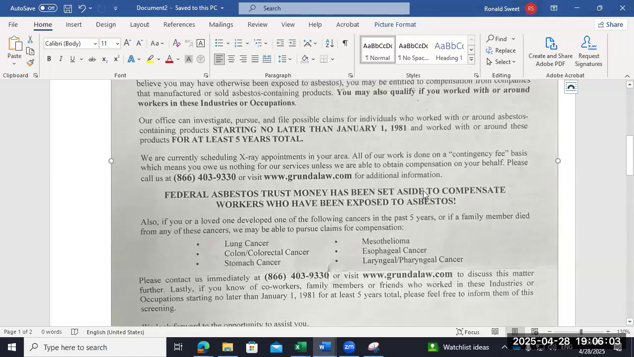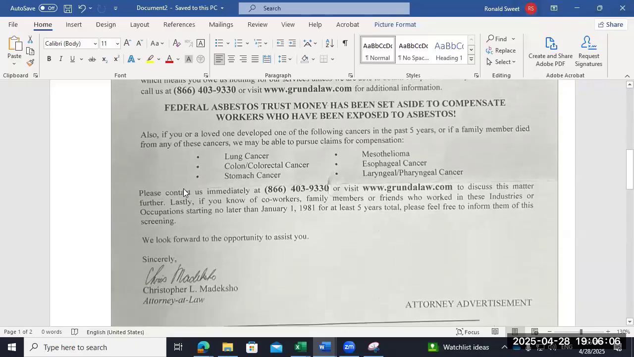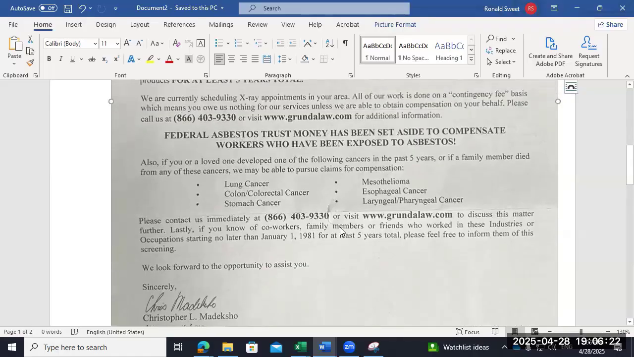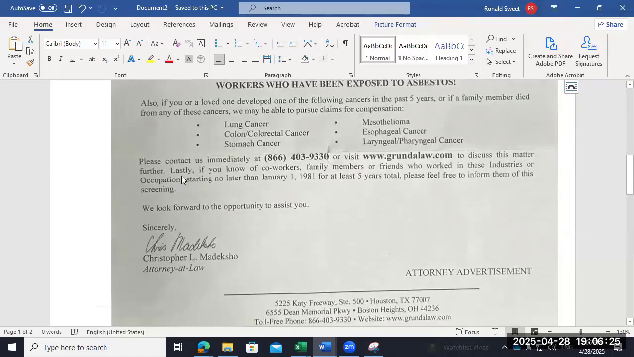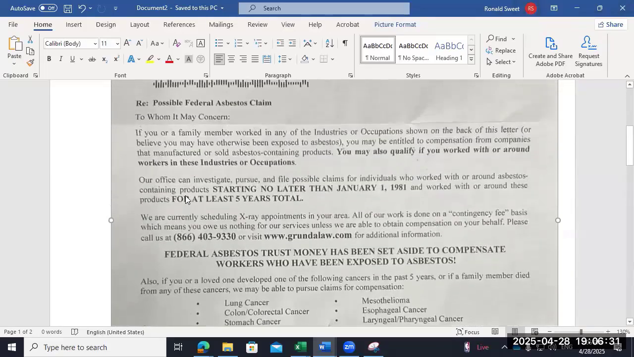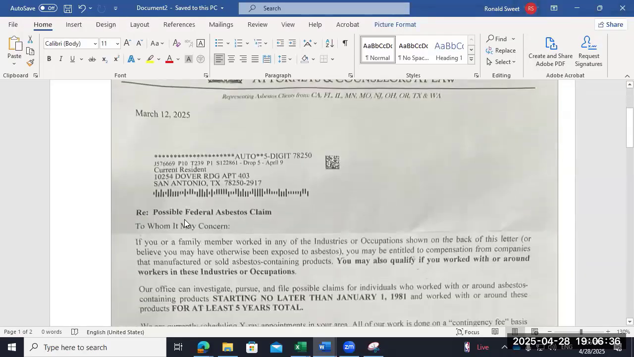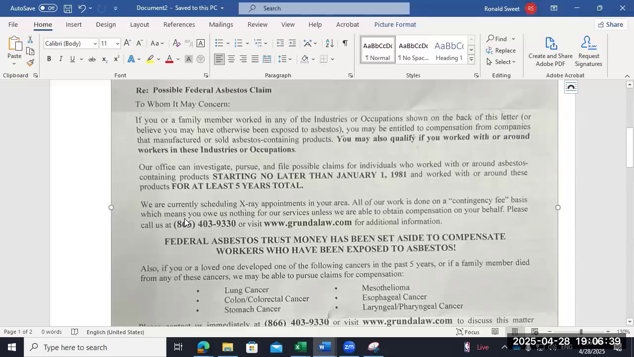Federal Asbestos Trust money has been set aside to compensate workers who have been exposed. Also, if you or a loved one developed one of the following cancers, so they list them, there's mesothelioma, the most important one of all. You may be able to pursue claims for compensation. Please contact us. Is that the same phone number again? Yep. Or visit us to discuss this matter. Lastly, if you know of coworkers, family, and they're like begging for customers here. So anyway, it's still going on. They're still being asked. I'm surprised this late in the game they're still doing this, because I thought all these have pretty much been worked out.